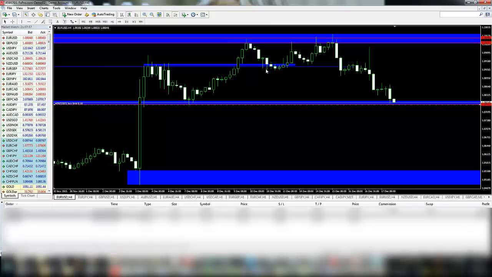Case in point, look at this zone right here in the middle, which is where price currently is. The 4-hour shot through this zone, but then came back and rejected off of it once. So still definitely a valid zone.